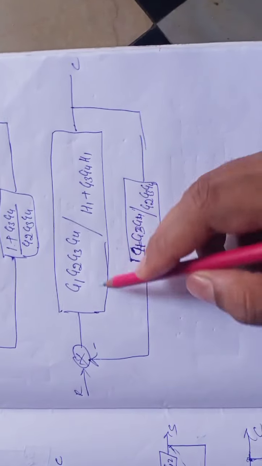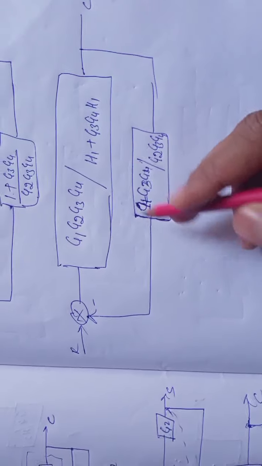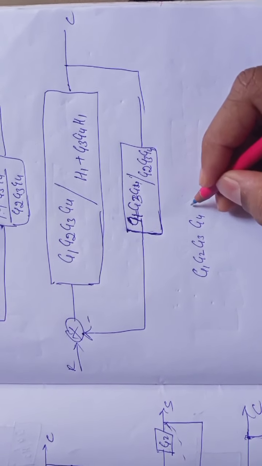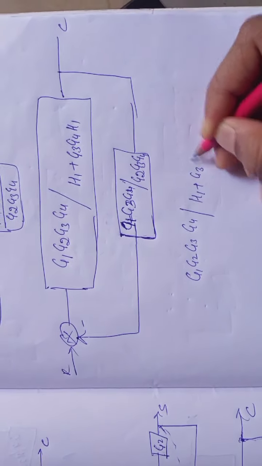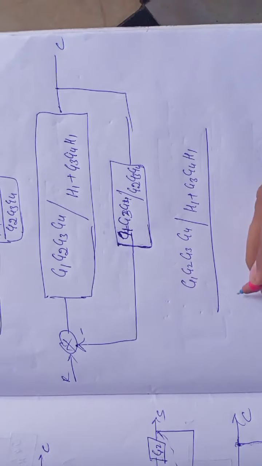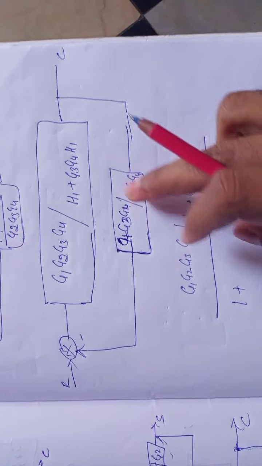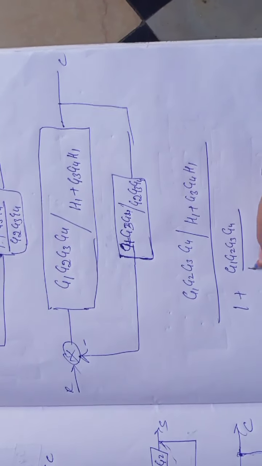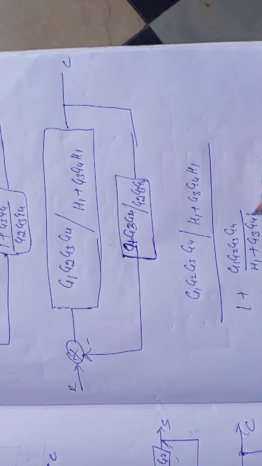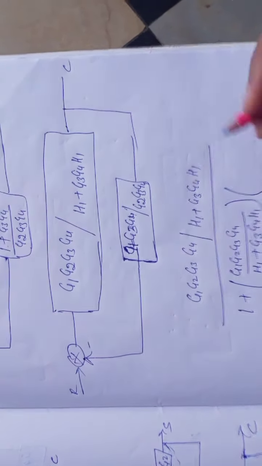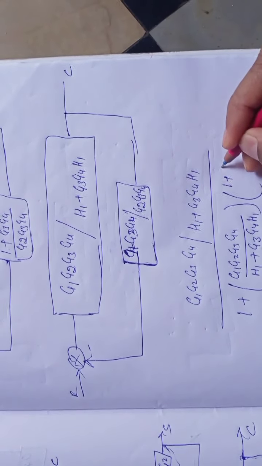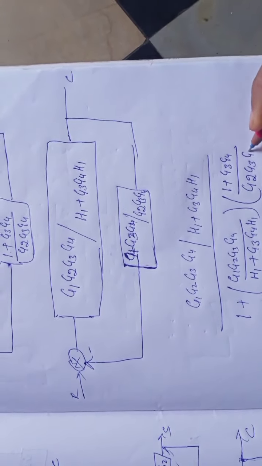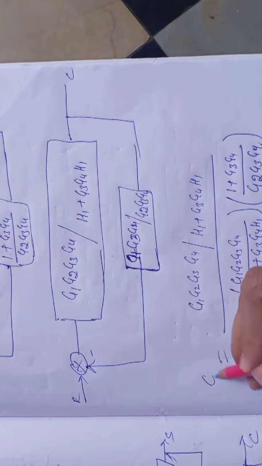Now simplify this unity feedback. It is written as this entire gain G1 G2 G3 G4 divided by H1 plus G3 G4 H1, whole divided by 1 plus this entire block G1 G2 G3 G4 divided by H1 plus G3 G4 H1, multiplied with this one, that is 1 plus G3 G4 divided by G2 G3 G4. Simplify this. This is your transfer function.